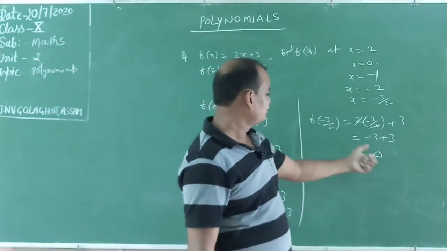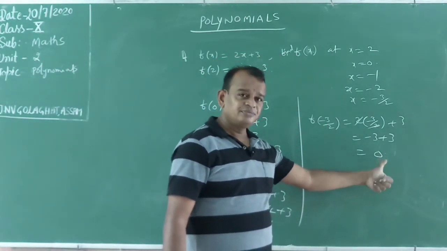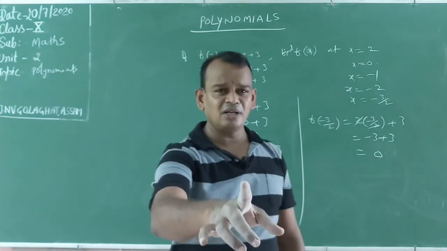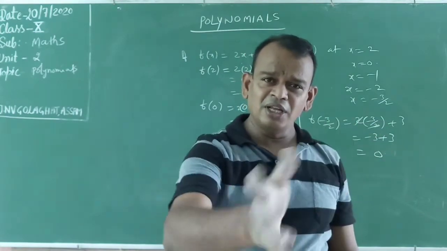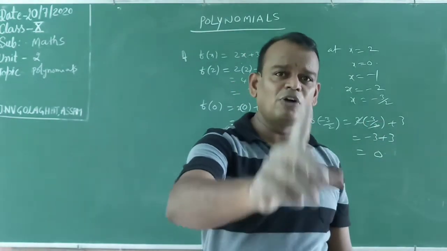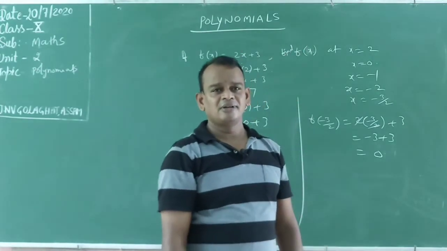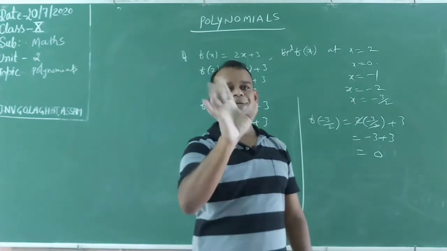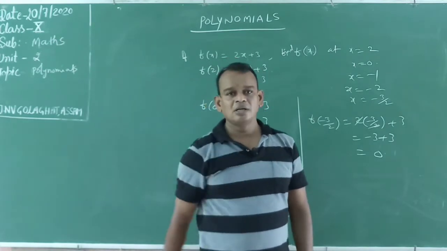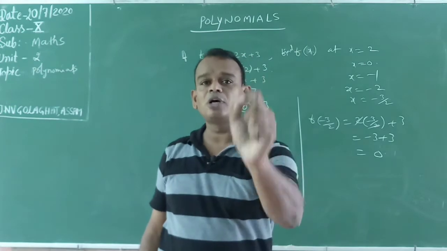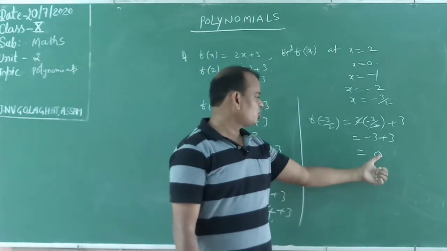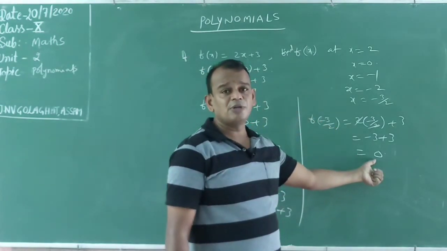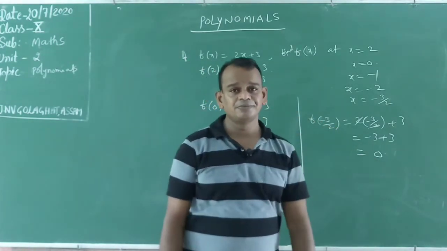Now you observe that the linear polynomial is equal to 0 at only one value of x. We will find infinite values, but at one particular value of x, it will be 0. That value is called the zero of the polynomial or the root of the polynomial. In this one, what is the zero of the polynomial? At minus 3 by 2, the polynomial is equal to 0. That is called the zero of the polynomial. Minus 3 by 2 is the zero.